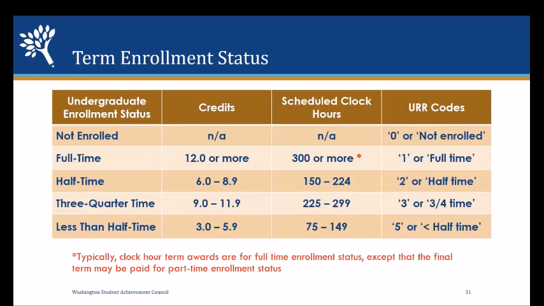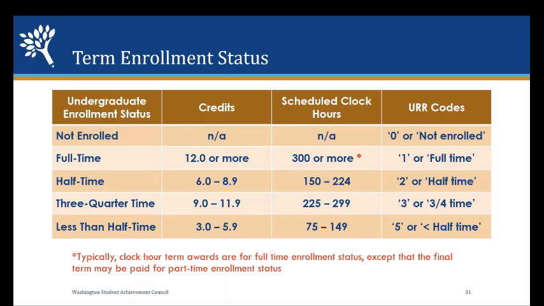The term enrollment status, if they're not enrolled, for the credit-based school, just put NA. Same is true of the clock hours, and how that equates to the unit record codes is 0 or not enrolled. For full-time enrollment, for credits, that's generally 12 credits or more. Clock hours, 300 or more. And you'll see a note that says, typically clock hour term awards are for full-time enrollment status, except that the final term may be paid for a part-time enrollment status. And the unit record code that's used for full-time is 1.